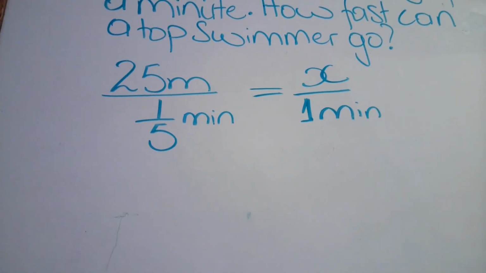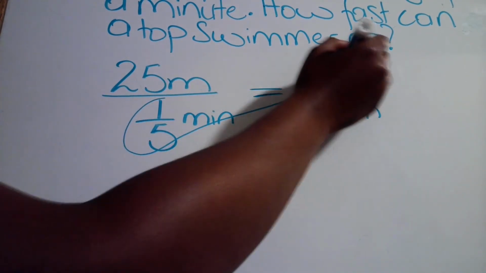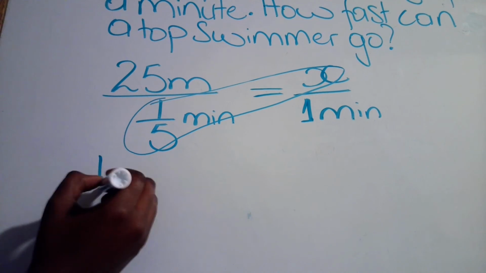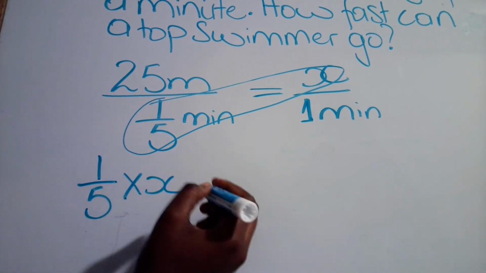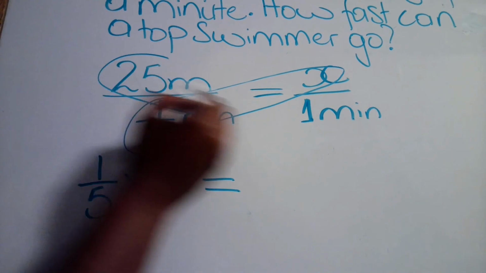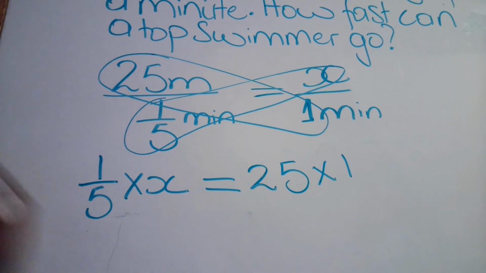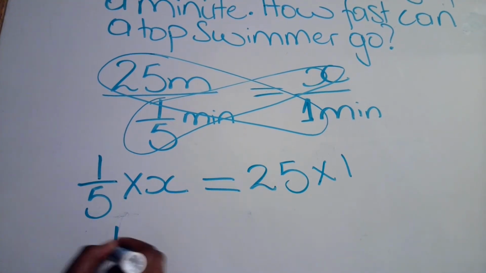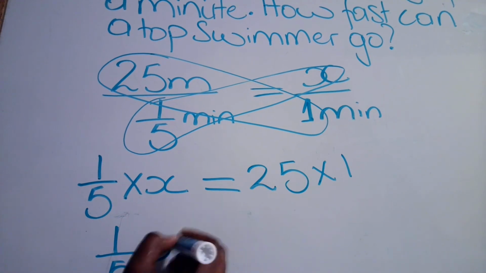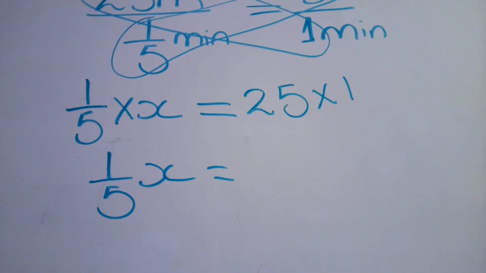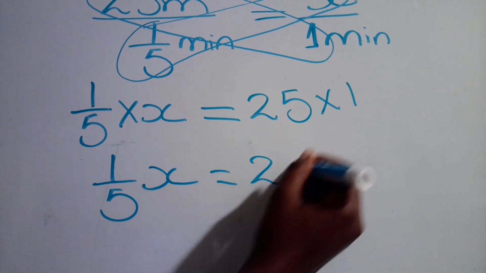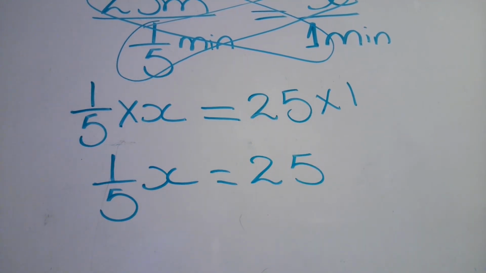Let's continue. Now that we have it set out, we are going to cross multiply. 1/5 multiplied by x is equal to 25 multiplied by 1. 1/5 times x is 1/5 x. 25 times 1, that's going to give us 25. Remember, we want to find what 1 of the x would be equal to. This is 1/5 of the x is equal to 25.